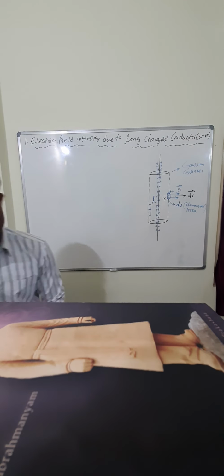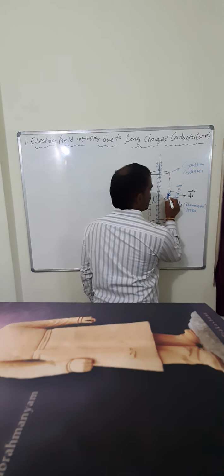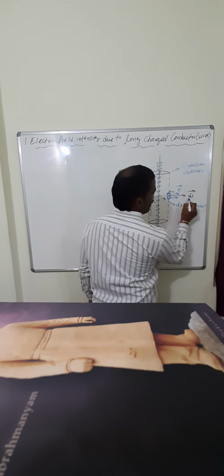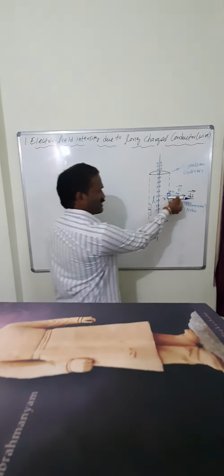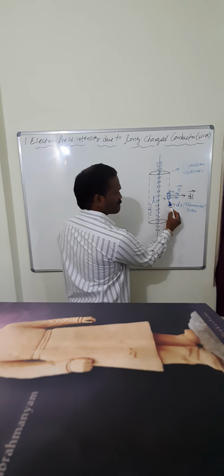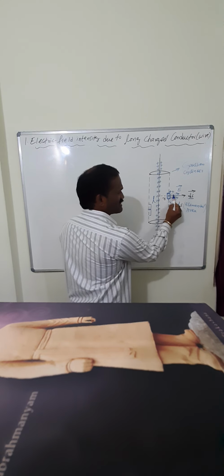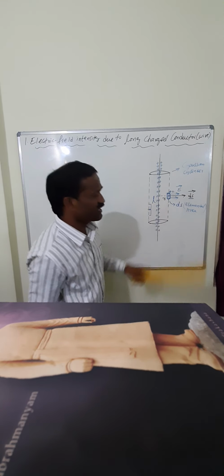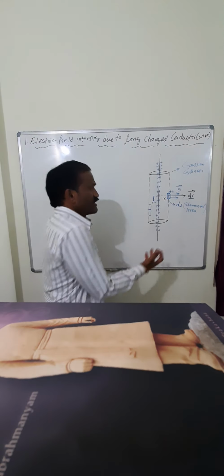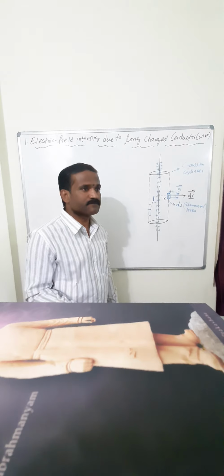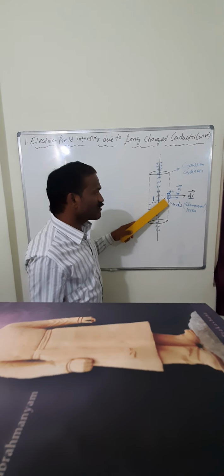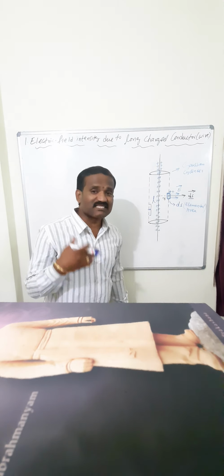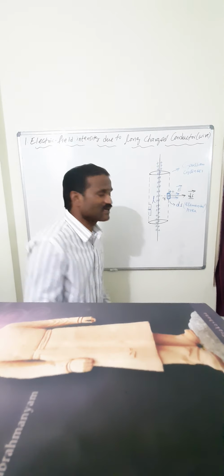Observe, find out the number of electric lines of force. This is a small elemental area ds, and this is the area vector. A line drawn perpendicular to the area is called the area vector. And E is the electric field. In this case, the electric field lines are parallel to the area vector. Therefore, theta is equal to 0 degrees, that you know well. First you calculate how many electric lines of force are passing through the small elemental area ds.